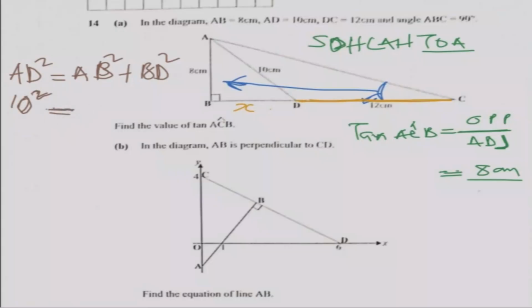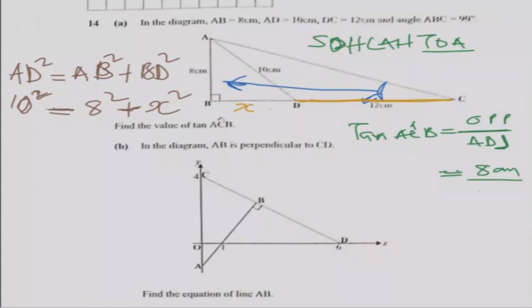Then AB, that is 8. So I'm going to have 8 squared there plus, then what is the BD? BD we are not given. So what I'm going to do is call BD x. So that's the value we have given to it, x. So that is x squared.